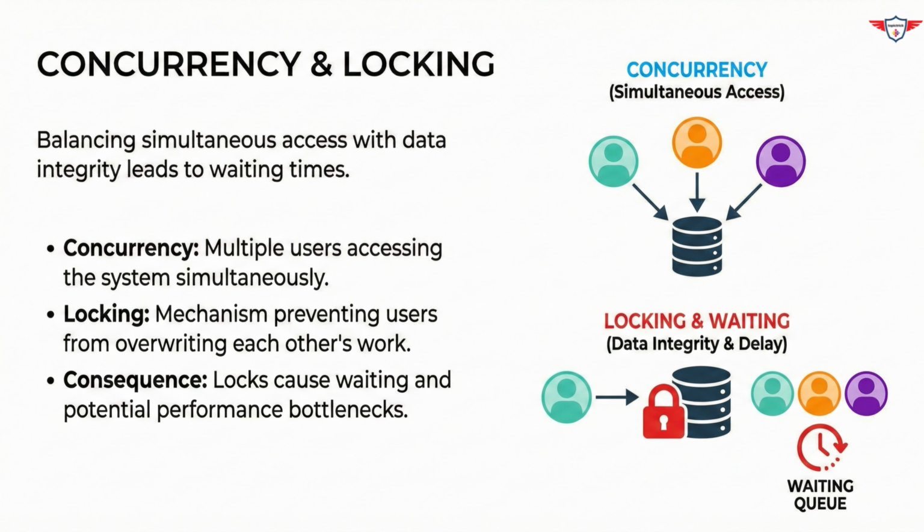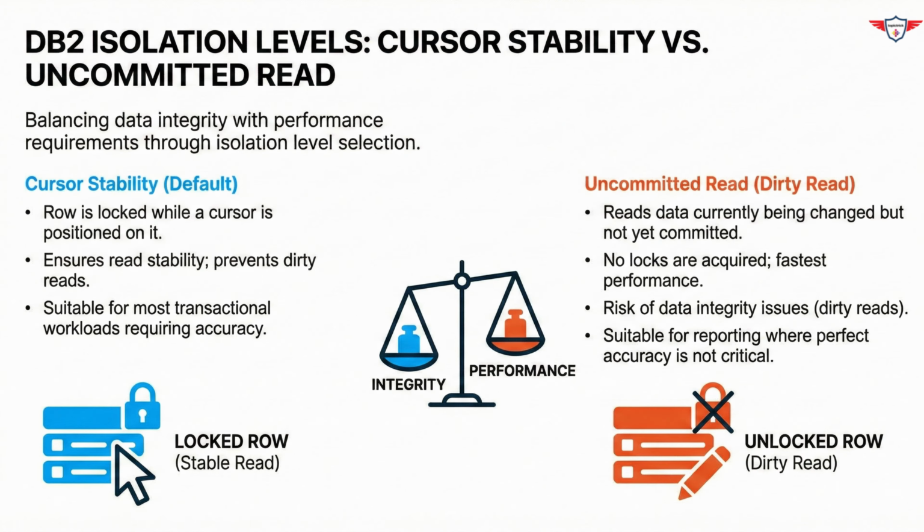But locks cause waiting. You need to understand isolation levels. The default in DB2 is cursor stability. This ensures that a row is locked while a cursor is positioned on it. If you have a report that just reads data and doesn't need perfect accuracy, you might use uncommitted read. This allows the query to read data that is currently being changed but not yet committed. This is risky for data integrity, but great for performance.